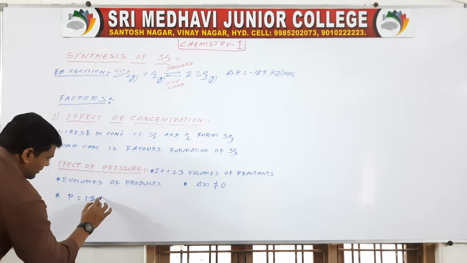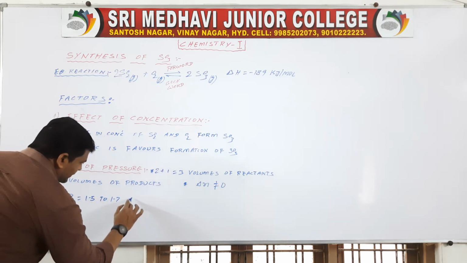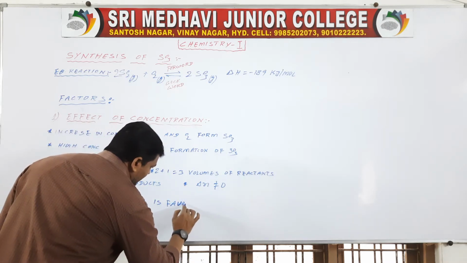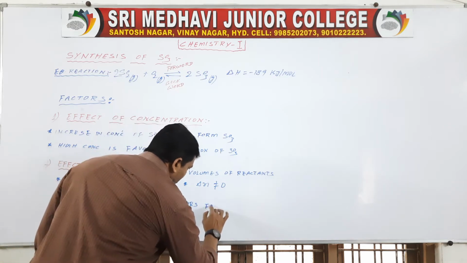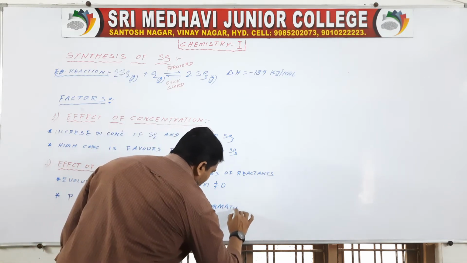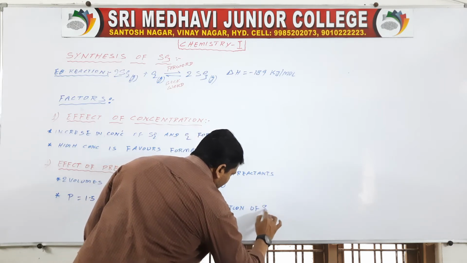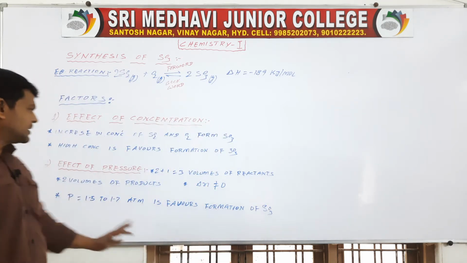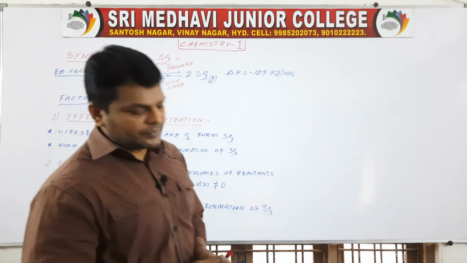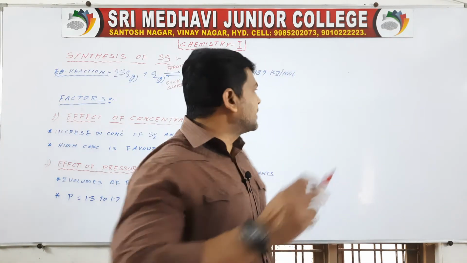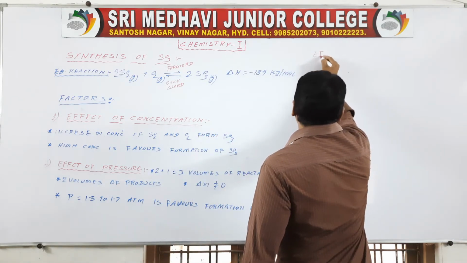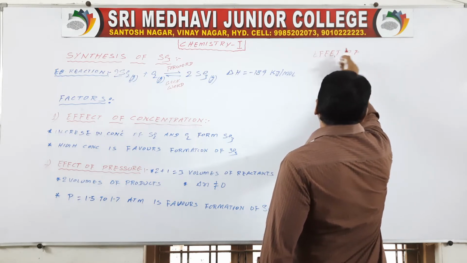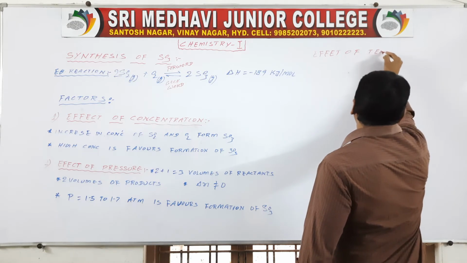Pressure of 1.5 to 1.7 atmospheres favors the formation of SO3. Understand? This is the effect of pressure. Next, we are going to discuss the effect of temperature.